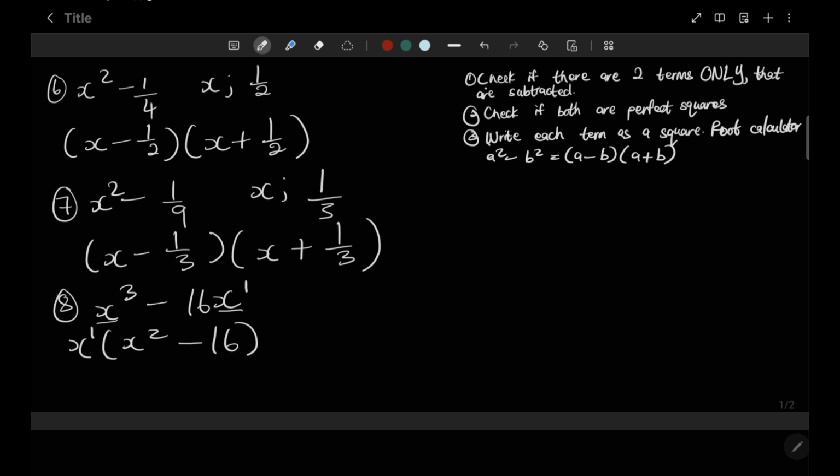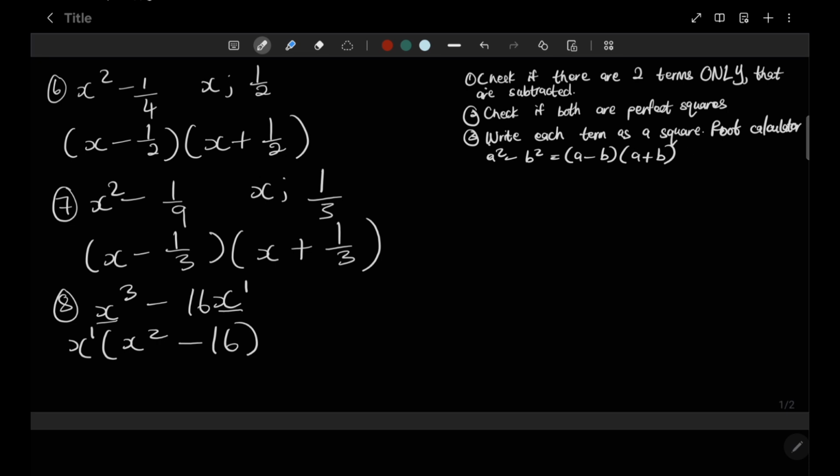So what's the next step? For the next step, you have to check your bracket x squared minus 16. Check if it's a difference of two squares. Check if there are two terms only. You have x squared and 16. Those are two terms that are subtracted. There's a minus sign. So we met the first condition. Number 2, check if both are perfect squares. What is x squared? X squared is x times x, so it's a perfect square. The square root of 16 is 4, so they are both perfect squares.